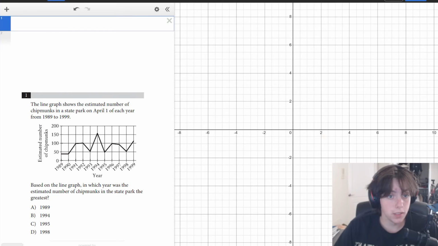This is Math Module 2 using just Desmos. Number 1. The line graph shows the estimated number of chipmunks in a state park on April 1st of each year from 1989 to 1999. Based on the line graph, in which year was the estimated number of chipmunks in the state park the greatest? Looking at the graph, we see that it peaks in 1994. And because it peaks, we know that's when the number of chipmunks is the greatest. So our answer is just B.